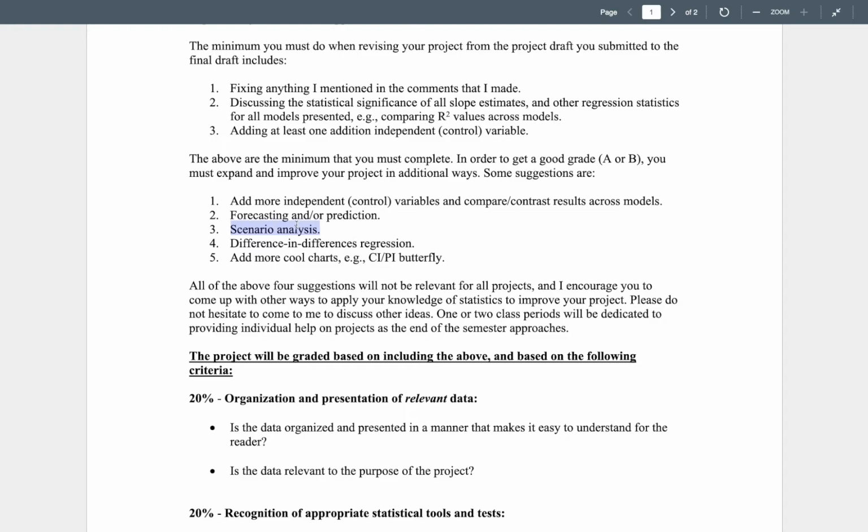We could do different scenarios. What if we regulate at different levels? What will happen to air quality? So that's a little bit different than forecasting because it's looking at specific scenarios for specific reasons.